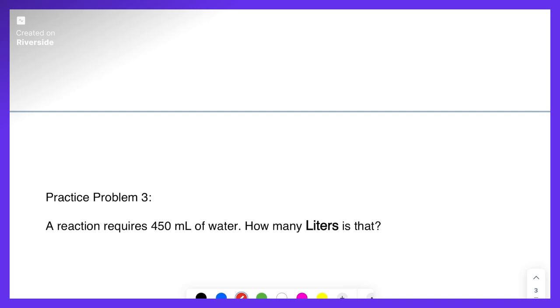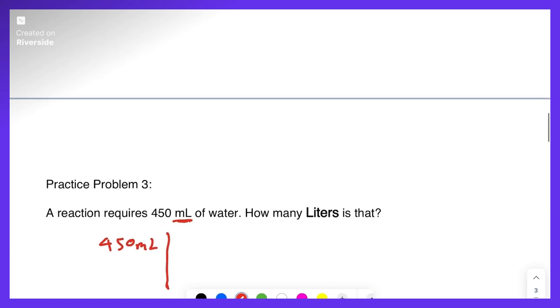What do we start off with in this problem? Well, it says a reaction requires 450 milliliters of water. How many liters is that? Well, we know we start off with our unit of milliliters, and that's 450 of them. So 450 milliliters is what we start off with. Now, we know that if we're looking diagonally, we want to cross off milliliters. So how do we do that?